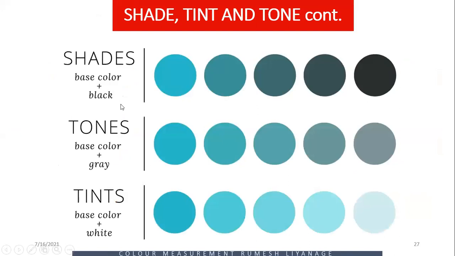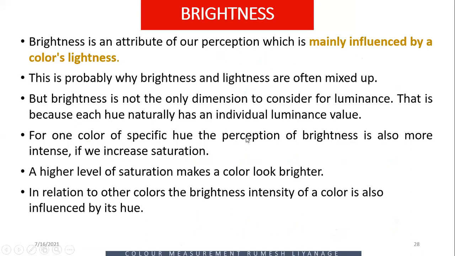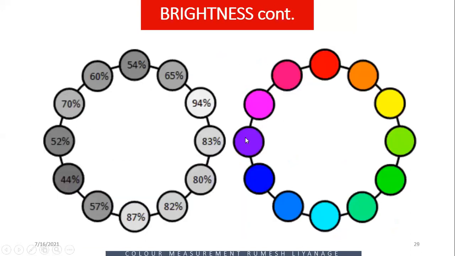Then shade, tone and tint. Shade means the color plus black. If shade is high, you know it is somewhat blackish color. If tone is high, it should be a grayish color. When it comes to tint, it is a combination of base color plus white. So high tint means light in color. And brightness.